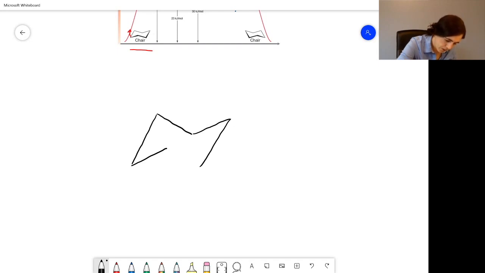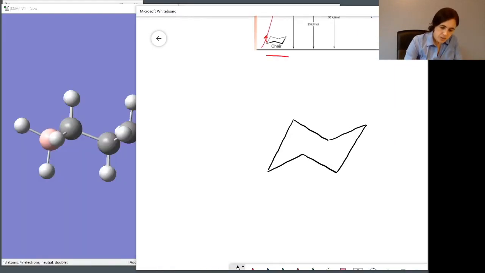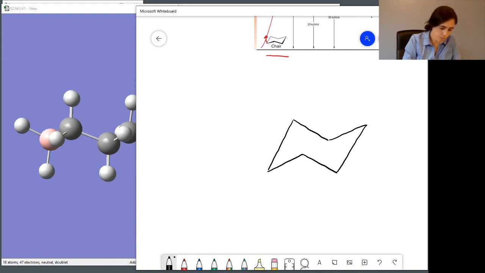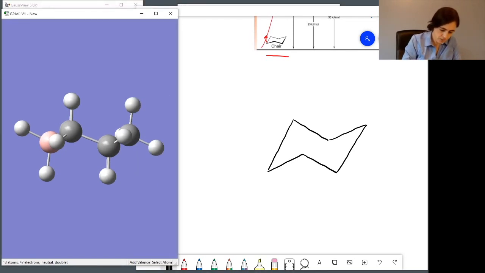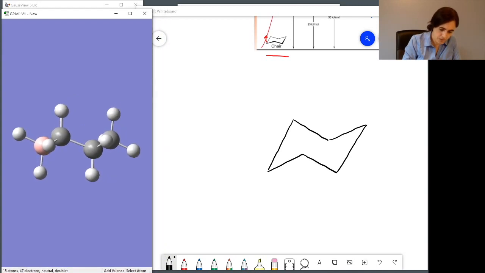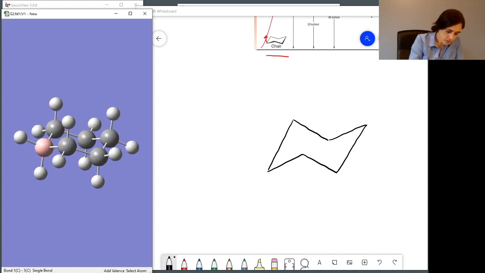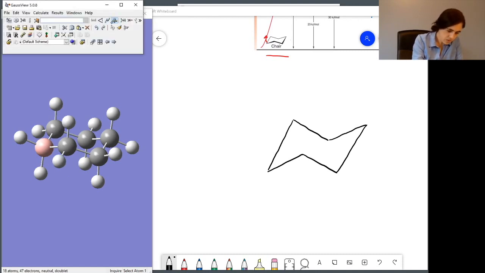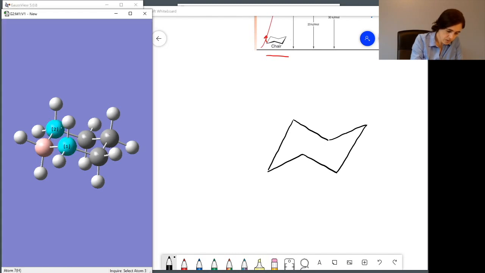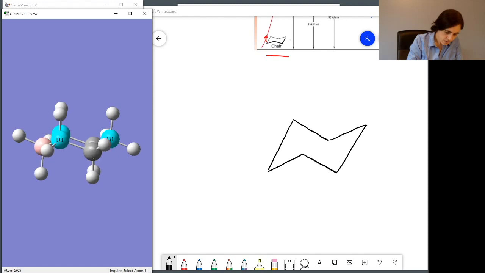So if we look at our chair conformation, all right, and we'll do this kind of along with our structure so that we can get an idea of what this might look like if you're building a ball and stick model of it. All right, notice that on the carbons that are pointing up, this one, this one, and this one, we have a hydrogen that is pointing directly up. And the ones that are pointing down have a hydrogen that is pointing directly down from the plane.